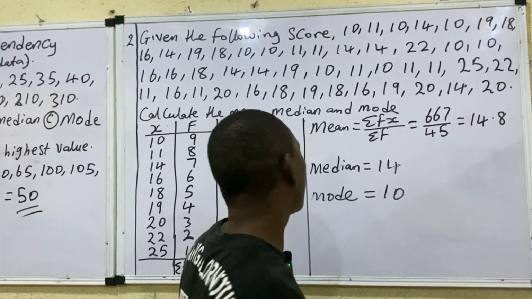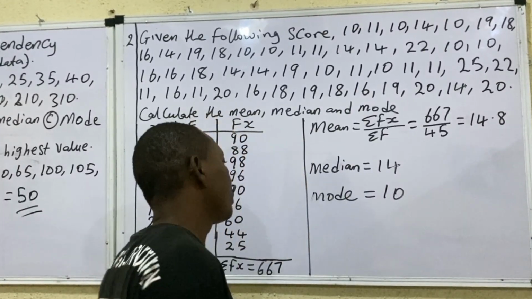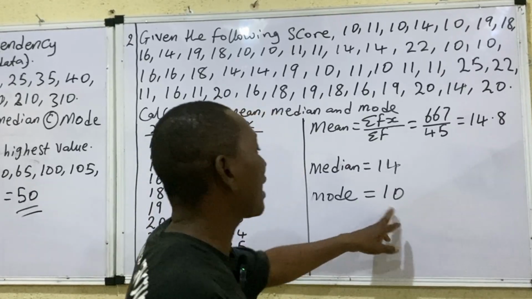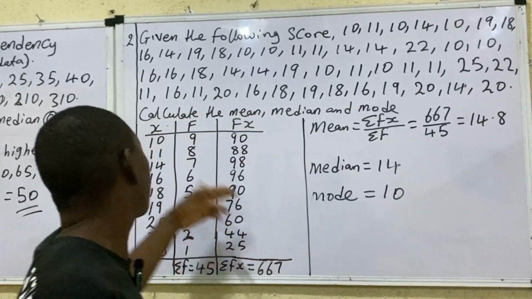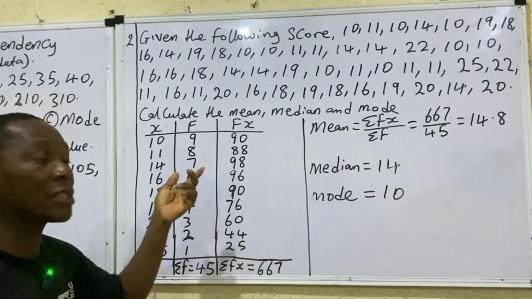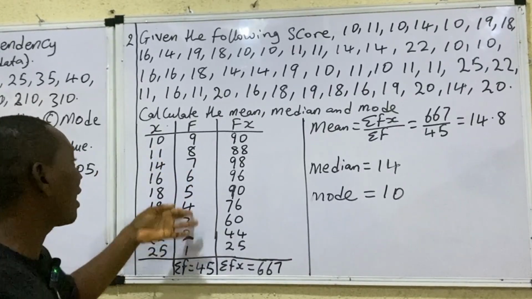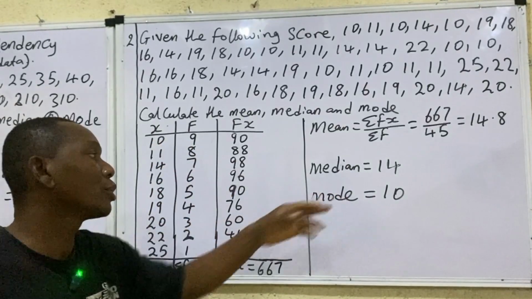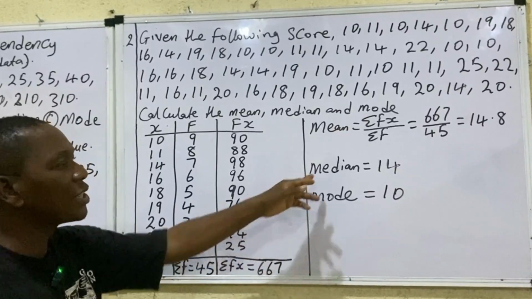The next thing you're going to look at is the mode value. The mode value is the number that occurs most. So in this case, the number that has the highest frequency is actually the mode. The number with the highest frequency is 10. So this is the mode. Now, this brings us to the median value.